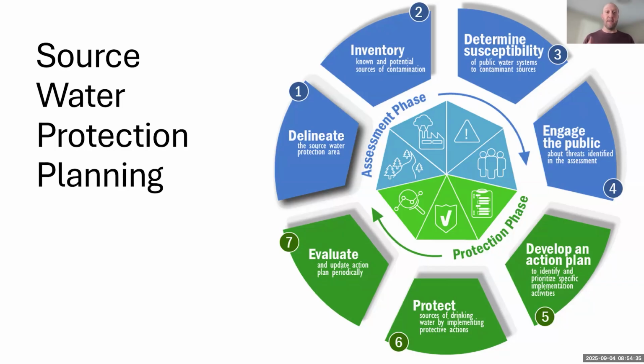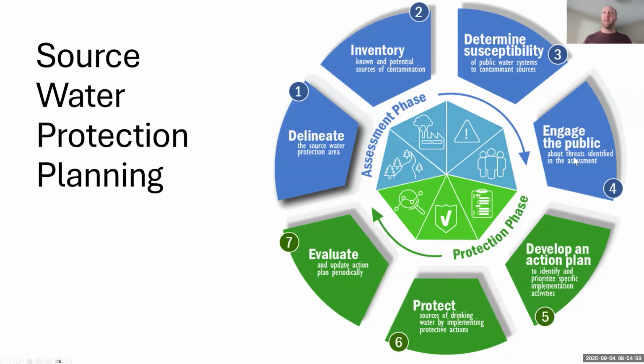Those are things like storage tanks. They're things like dog walkers that don't pick up their dog poop. There are all kinds of things depending on what your situation is. And then you determine susceptibility. For every potential source of contamination, you want to analyze how likely it is that it's going to contaminate our source, and if it does, how serious is that going to be?